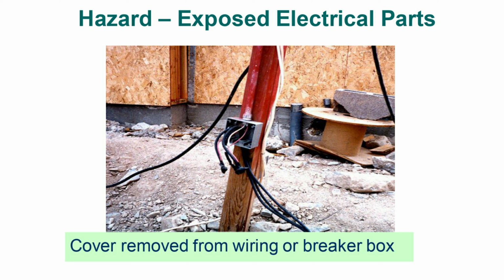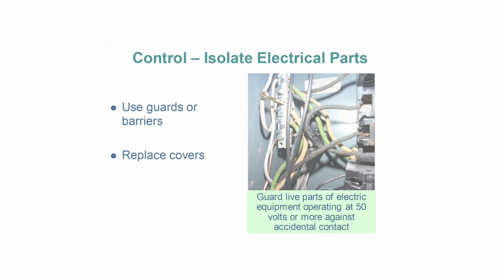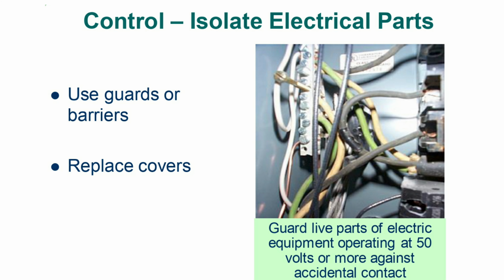Hazard: exposed electrical parts, such as a cover removed from wiring or a breaker box. Control: isolate electrical parts. Use guards or barriers, replace covers, and guard live parts of electric equipment operating at 50 volts or more against accidental contact.